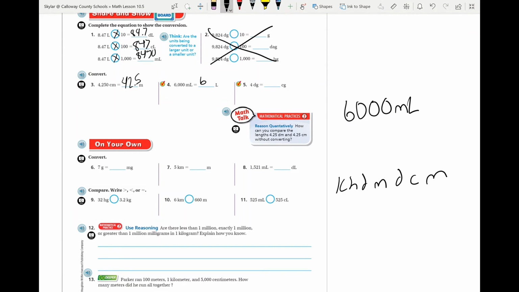And finally, we've got 4 decigrams, and we're going to centigrams. So 4, starting at decigrams. Remember, it would be DA if it was deca. We're going over 1 to centi. We moved 1 decimal spot to the right down there, so we do it here. Fill in that blank space. And we've got 40. So pretty simple stuff.